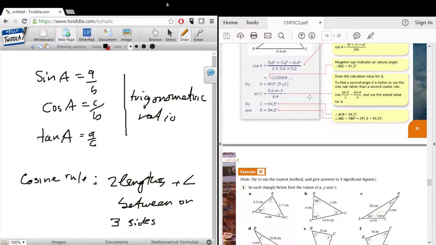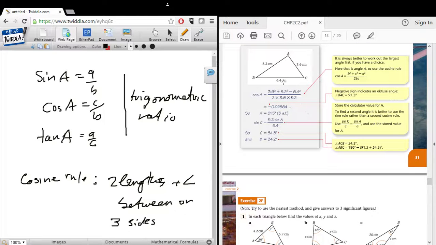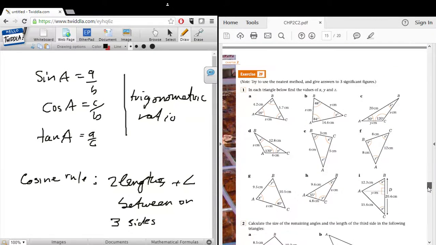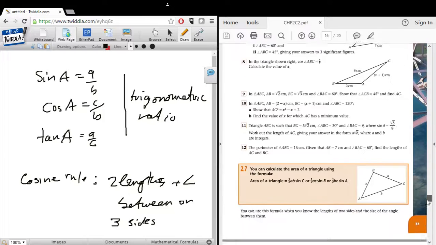Also, here is another example of using the sine rule. I've got the sine rule here, and then I've plugged in the 2 values. I know what A is from using the cosine rule, and then I can find out what C is, and then obviously you can find out what B is. So these are using 2 different methods, the cosine rule and the sine rule, to find all of the angles. Here are some more exercises for you to do.